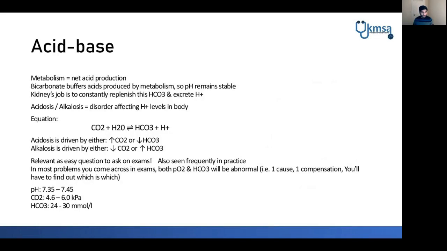It's relevant, obviously, because it's a really easy one to ask in the exams. They throw up a table with your ABG, and then they ask you to interpret it. Normally, it's not as simple as a simple acidosis. There's usually two things that are abnormal. The PCO2 and bicarb will both be abnormal. One of them will be the cause and the driver, and one of them will be a compensatory response, and you'll have to find out which is which. So here are the normal values.